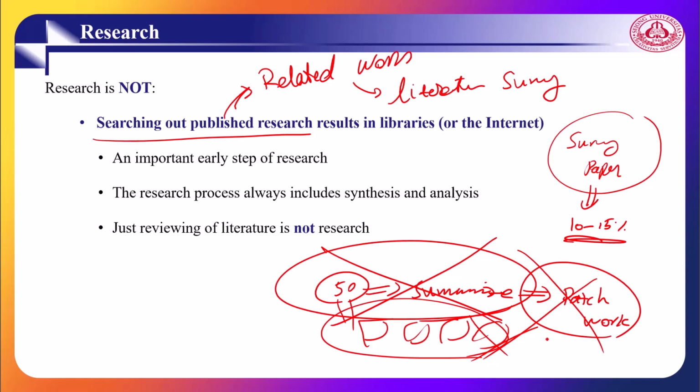10 to 15% can be literature search. The rest must be the contribution of the researcher. So looking for existing research is not research itself. It's a primary stage of a structured research process. Reviewing the literature is essential and mandatory for understanding the current state of the art and the knowledge, and it's very important for identifying gaps. We call it the research gap.